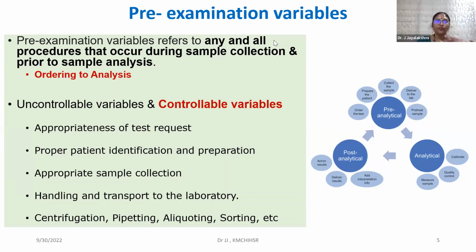Okay, so let's focus on the pre-examination variables, the five of them: appropriateness of test request, proper patient identification and preparation, appropriate sample collection, handling and transportation of the sample to the laboratory, centrifuging, pipetting, aliquoting, and sorting of the samples.